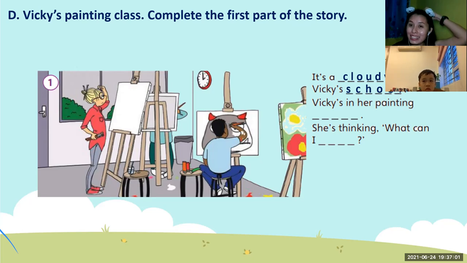Vicky's in her painting. Painting. Room. Oh, in painting room or painting class. Okay, good job. She's thinking, what can I think? Oh, can I draw or paint?